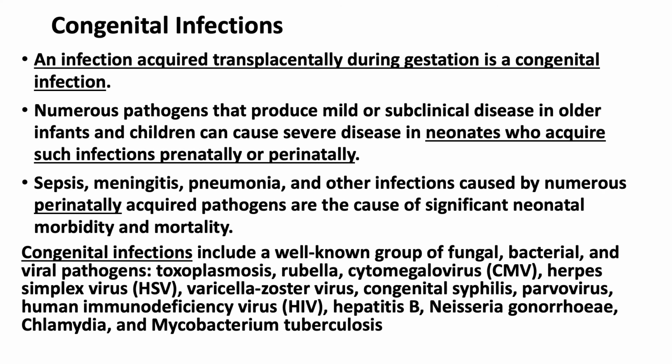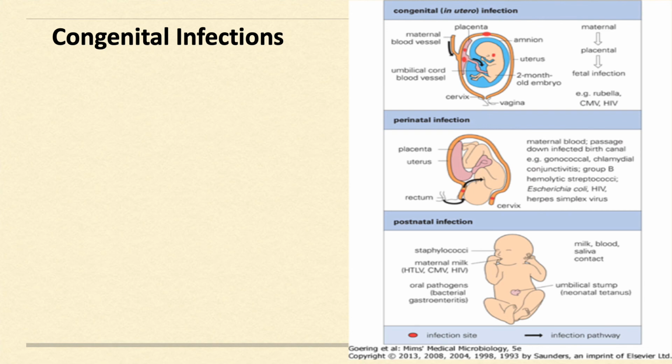Sepsis, meningitis, pneumonia, and other infections caused by numerous prenatally acquired pathogens are the cause of significant neonatal morbidities and even mortalities. Congenital infections include a well-known group of fungal, bacterial, and viral infections like Toxoplasma, Rubella, CMV, herpes simplex, varicella zoster virus, congenital syphilis, parvovirus, human immunodeficiency virus, hepatitis B, Neisseria gonorrhea, chlamydia, mycoplasma, and Mycobacterium tuberculosis. And this is a diagram of how congenital infection can present: congenital, in utero infections, or perinatal infection, or postnatal infection.